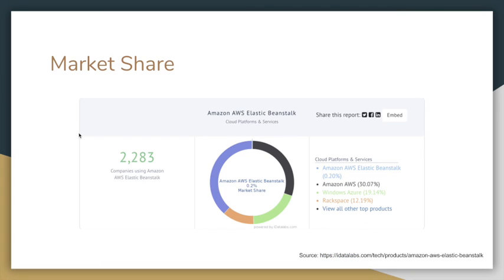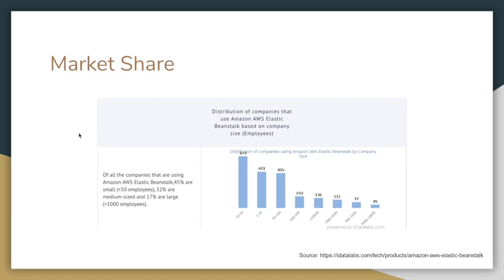AWS Elastic Beanstalk does not comprise a significant portion of the cloud platforms and services being used by companies today. According to iData Labs, AWS Elastic Beanstalk is being used by approximately 0.2% of companies implementing cloud solutions, which translates to 2,283 total companies. Of these companies, most are smaller companies with less than 200 employees. Not many larger enterprises are currently implementing AWS Elastic Beanstalk.